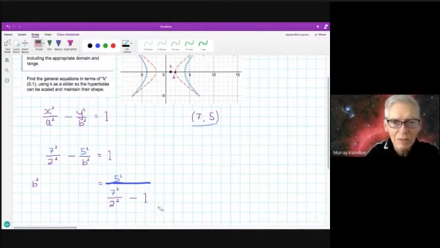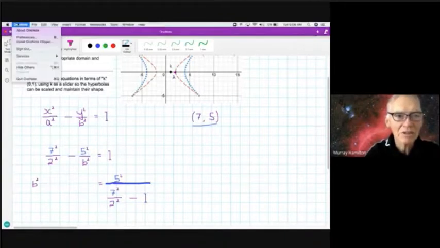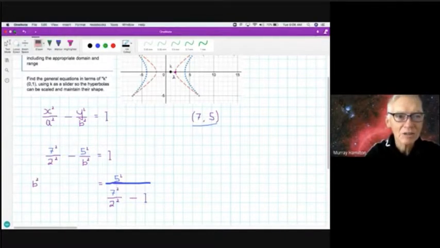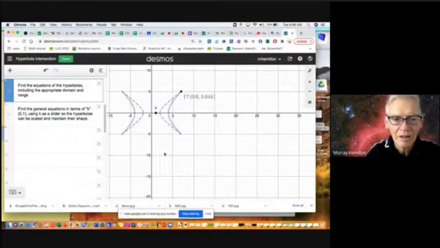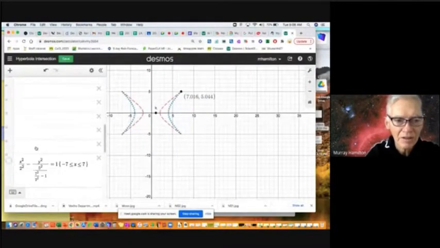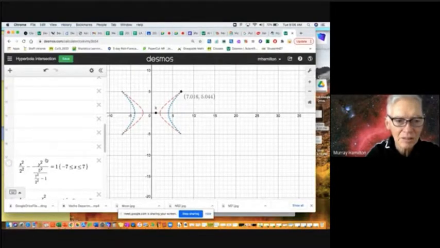So I'm going to go back to Desmos and just to help speed things up a bit, hopefully I've already got that there. There it is, x squared over 2 squared minus y squared over 5 squared divided by 7 squared minus 2 squared. So when I put that in, there we've got our red hyperbola. Isn't that pretty cool? Now this is going to be really handy.